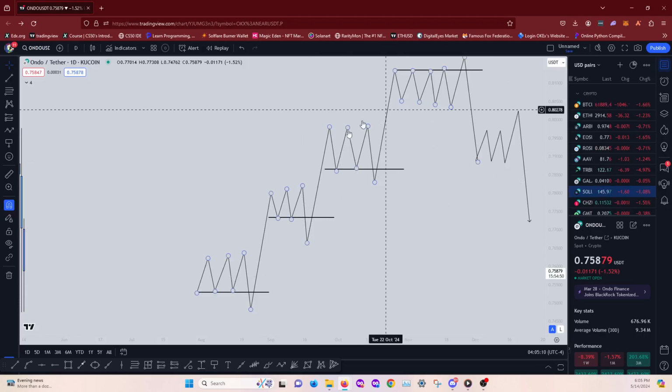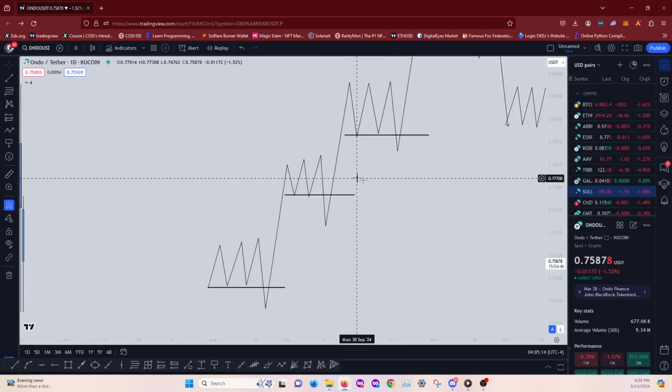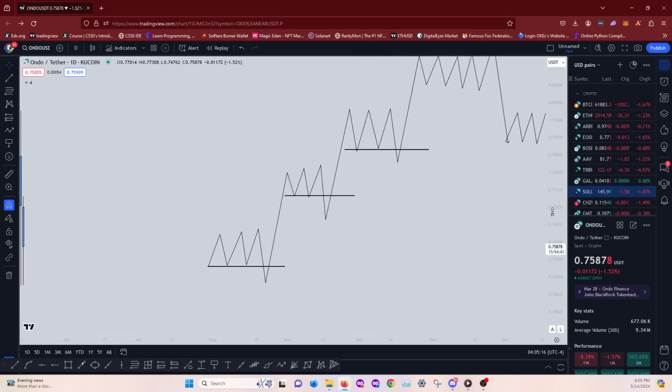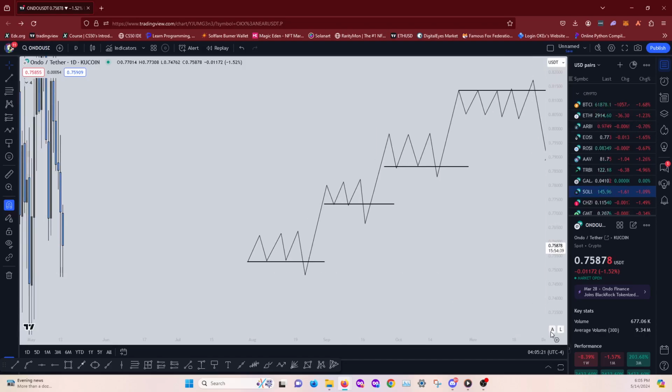So this model happens everywhere. It happens on all time frames as well. And yeah, it's an important concept to keep in mind.